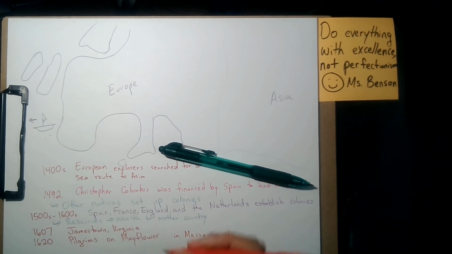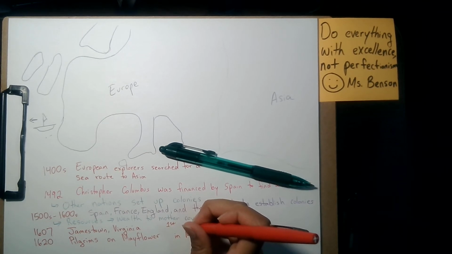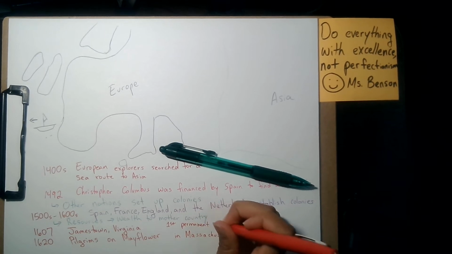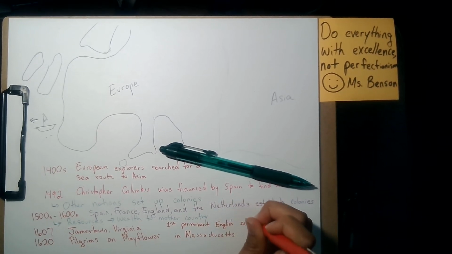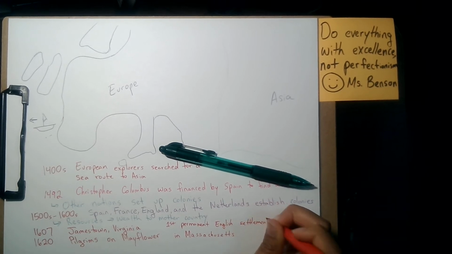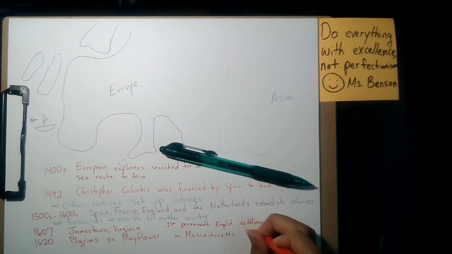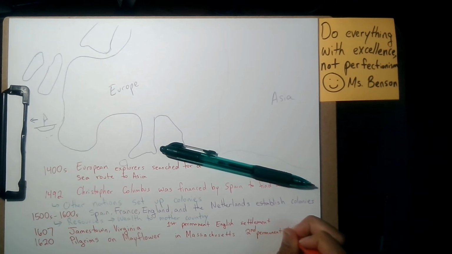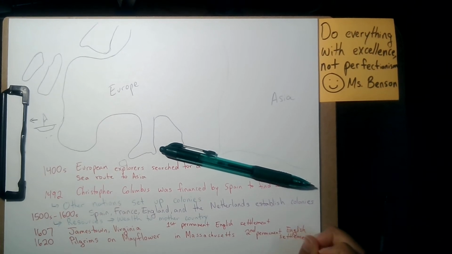Okay, so this one right here is the first permanent English settlement. And then in Massachusetts with the Pilgrims, this would be the second permanent English settlement. There we go.